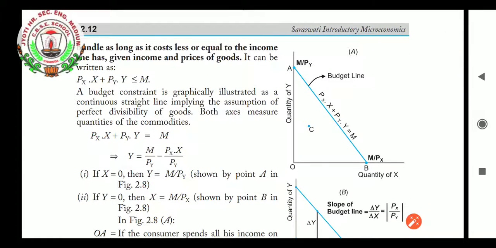A budget constraint is graphically illustrated as a continuous straight line, implying the assumption of perfect divisibility of goods. Both axes measure quantities of the commodities. Px into X plus Py into Y equals M, that is, Y equals M upon Py minus Px into X upon Py. If X equals 0, then Y equals M upon Py. M is the income, as we did now. The 200 was the income of the person divided by the price of Y, and we got how many units the person can purchase: 10 units.